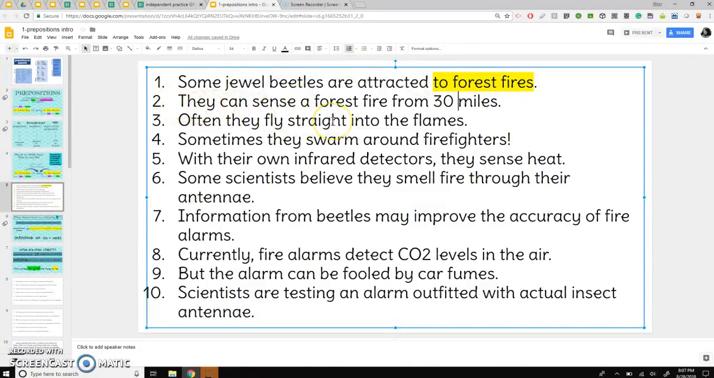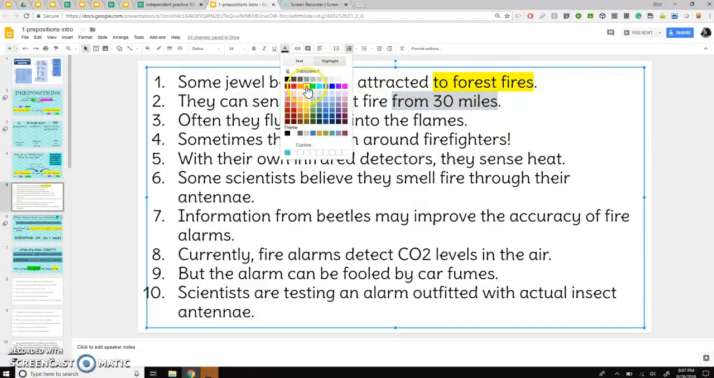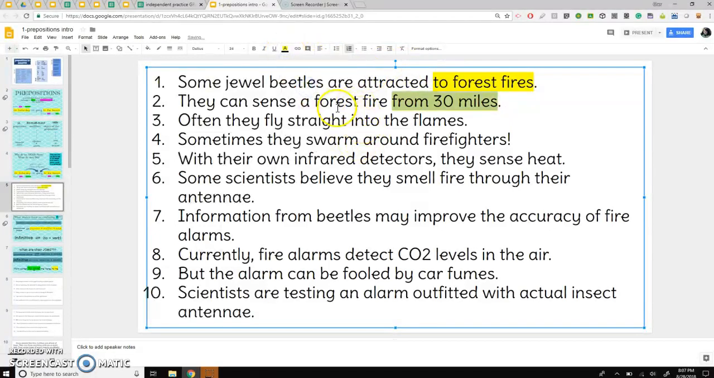They can sense a forest fire from 30 miles. Looking at my process of elimination, or if I just know it, I know that from is the preposition. Now I'm thinking of they can sense a forest fire from what? From 30 miles. You can almost hear how a prepositional phrase goes together. Those words need to stay together.